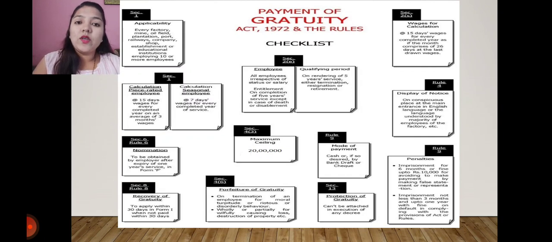And what are the calculation, the nominations, recovery of gratuity. If there is forfeiture of gratuity, or the termination is done, then the gratuity cannot be given to the employee. The maximum amount limit of gratuity is 30 lakhs. Exceeding 30 lakhs, we cannot give the employee a gratuity.